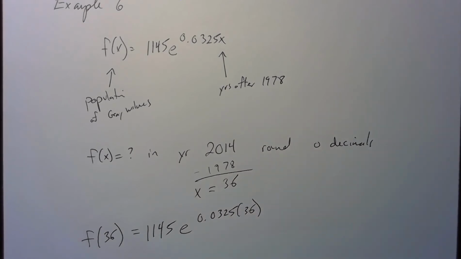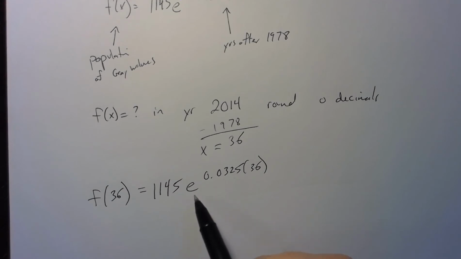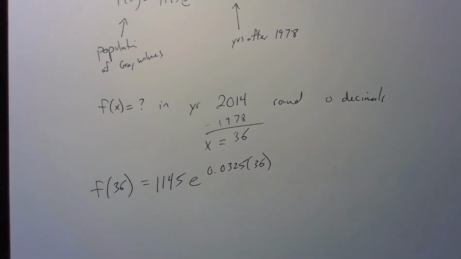And then again, very carefully typing this into a calculator, because you don't have any way to identify what e is other than using the calculator. Again, if you need to see it, there is a way in the calculator to type in e, and then all you're going to do is hit enter.